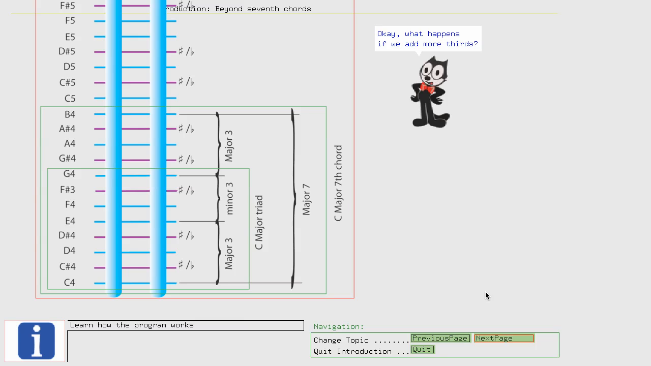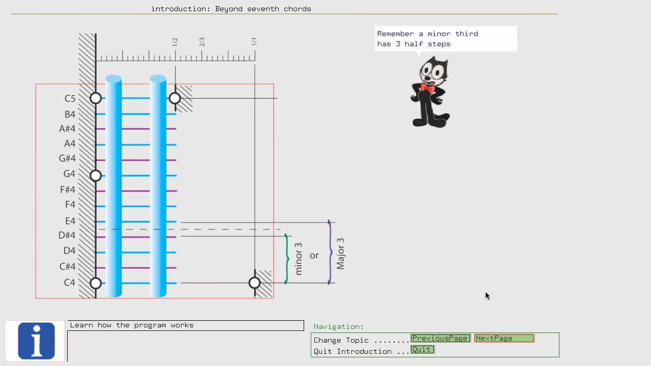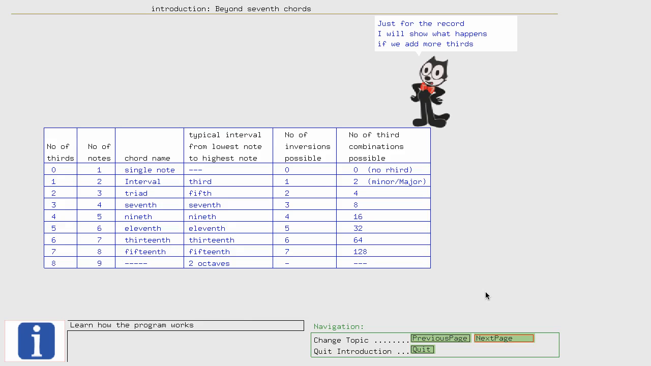Okay, what happens if we add more thirds? We get, of course, much more possible combinations. However, for now we concentrate on the recognition of the most common chords. Remember, a minor third has 3 half steps and a major third has 4 half steps. Just for the record, I will show what happens if we add more thirds.